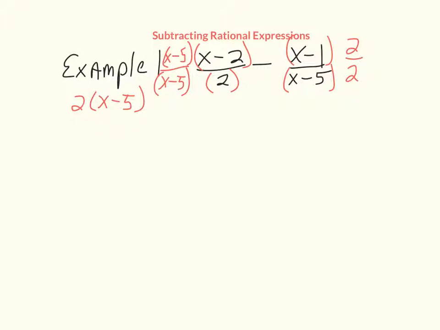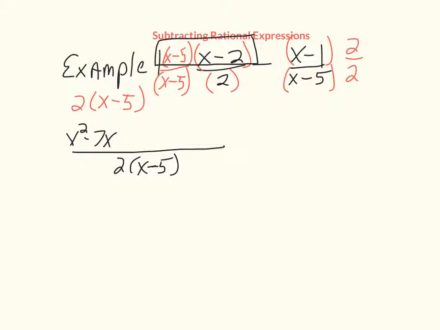That gives us, in my denominator, 2 times x minus 5. My numerator, if I take x minus 5 times x minus 2, and you can use your diamonds and rectangles, comes out to be x squared minus 7x plus 10. Now I have to subtract from that. I'm going to distribute here: 2x minus 2.